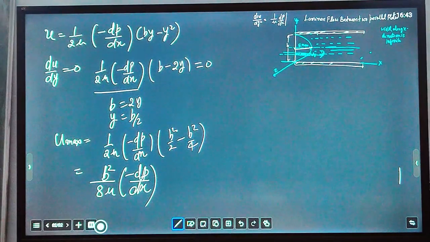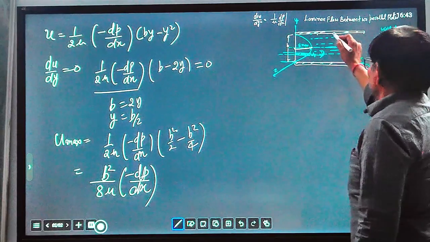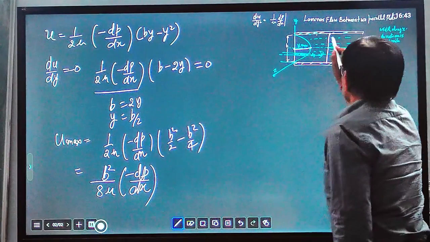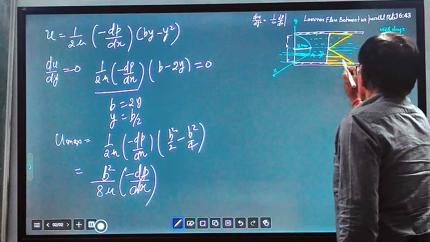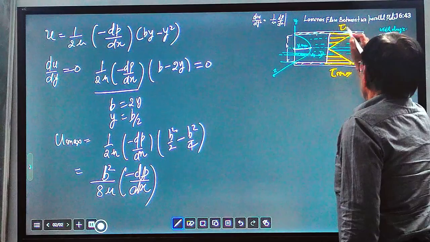Now we have to find out where the shear stress is maximum. For shear stress, we can already draw it here. The distribution of shear stress will be like this. This is the shear stress distribution, and we see that tau max occurs at the surface.